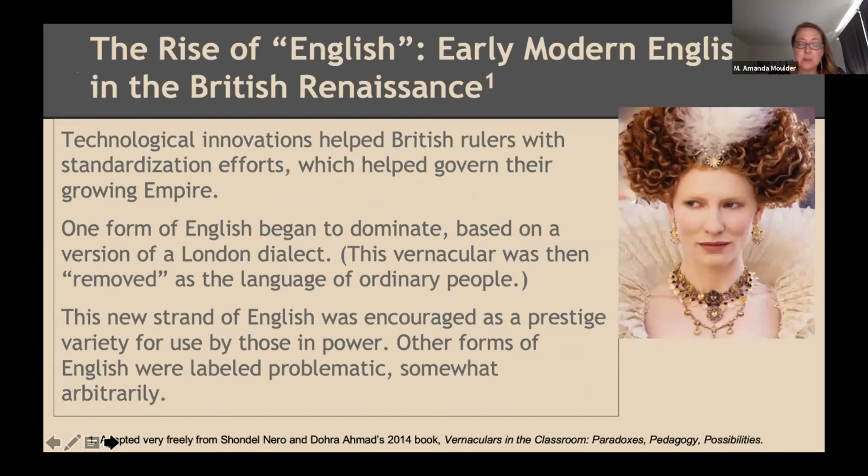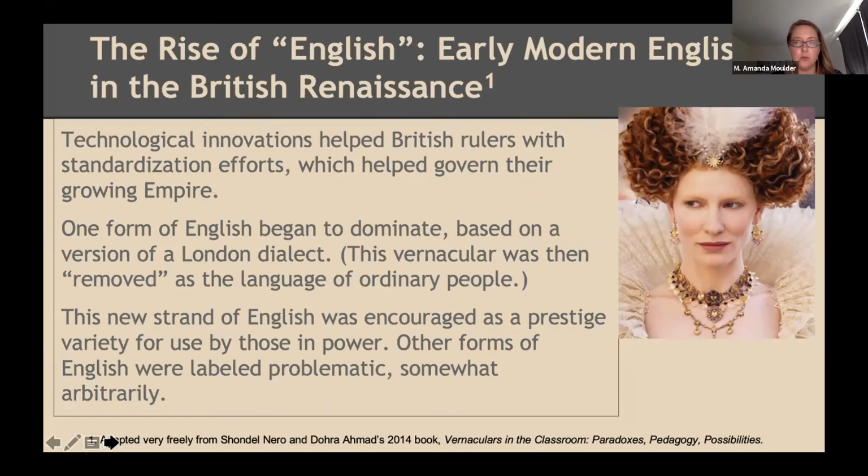Two scholars, Dora Ahmad and Sean Del Nero, argue that these myths are rooted in the early modern period. What they argue is that rulers used technologies such as printing presses and dictionaries, as well as schooling, to elevate one variety of English over others.